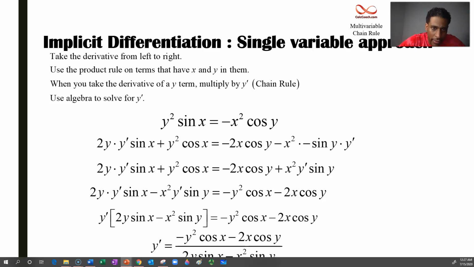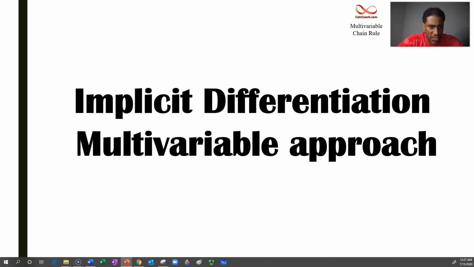Now that was a lot of work. There is an easier way, and it's going to lead us to deal with even higher level when we can look at everything being multivariable. So we're going to do the same question with a multivariable approach.